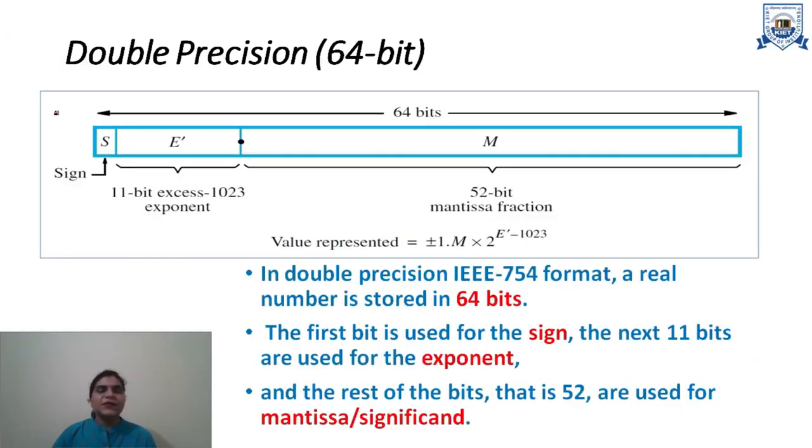64-bit representation is called double precision format. In this method, 64 bits are divided into three parts. One is sign, as same as before, sign bit.